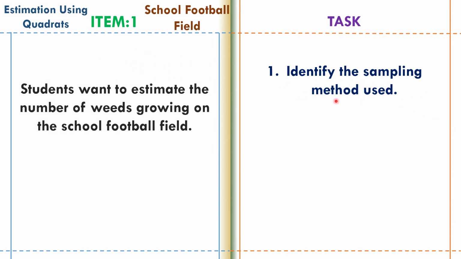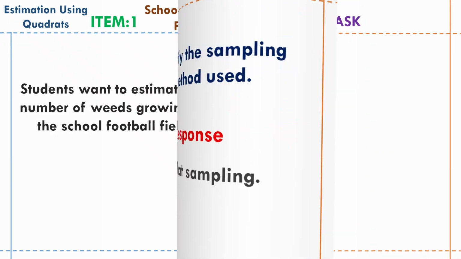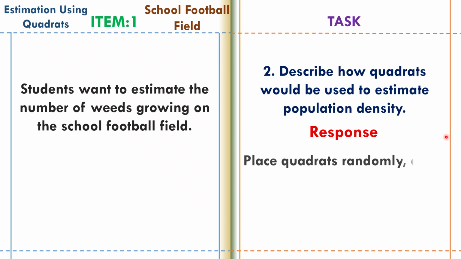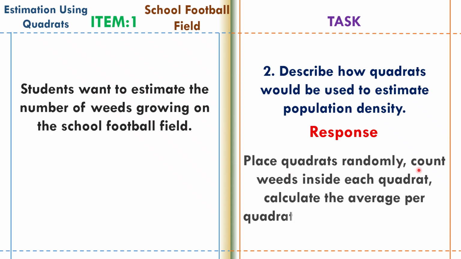Identify the sampling method used. Quadrant sampling. Describe how quadrants would be used to estimate population density. Place quadrants randomly. Count weeds inside each quadrant. Calculate the average per quadrant. Then extrapolate to the whole field.